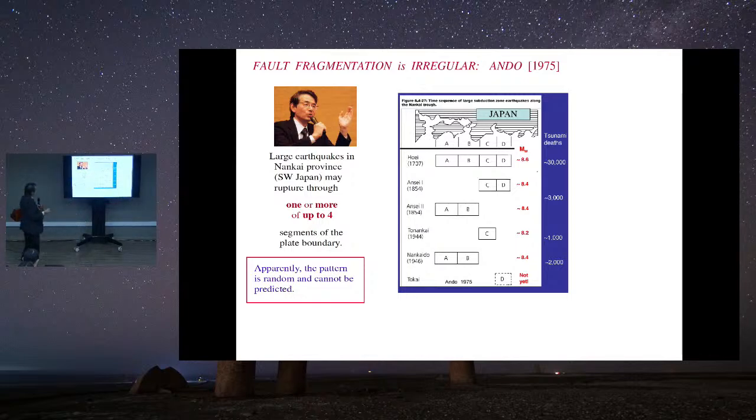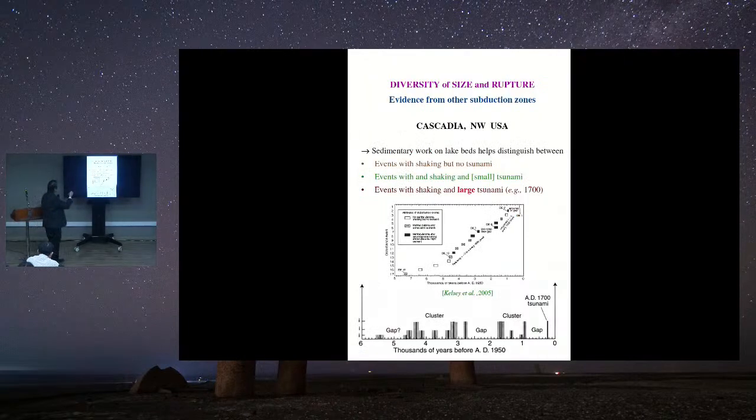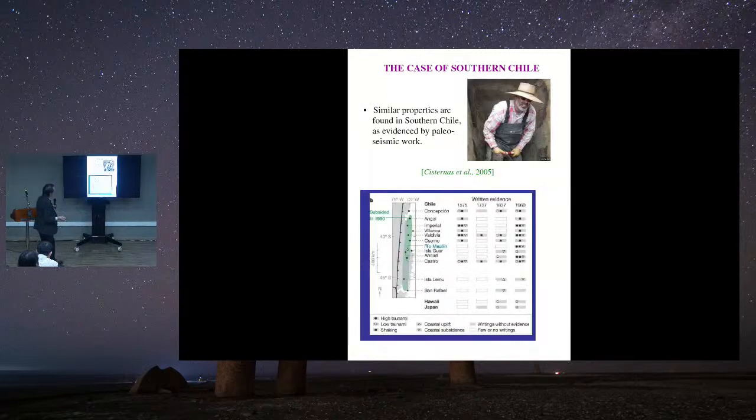Now, this was a paper by Ando in Japan, and this was shown to be the same, including from paleotsunami studies in North Japan and the Kuriles, and in Cascadia. After they discovered the 1700 earthquake in Cascadia, they went and found many, many more before, and they found that some of them were big, some of them were small, and some of them clustered in time, and so on. And of course, also in Chile, this is our colleague Marco Cisternas in one of the holes he digs.